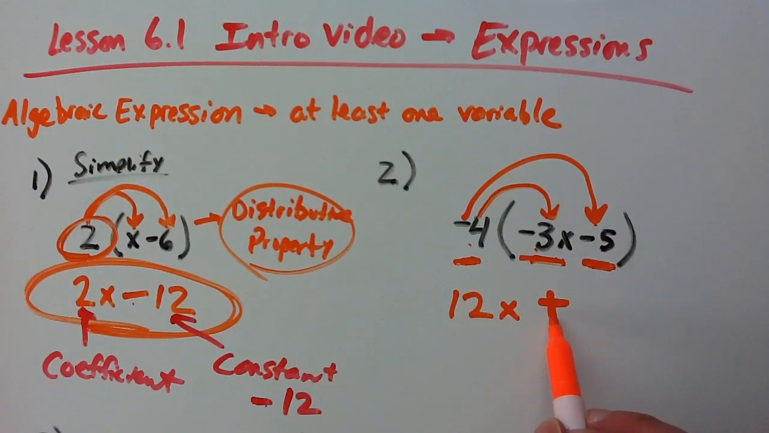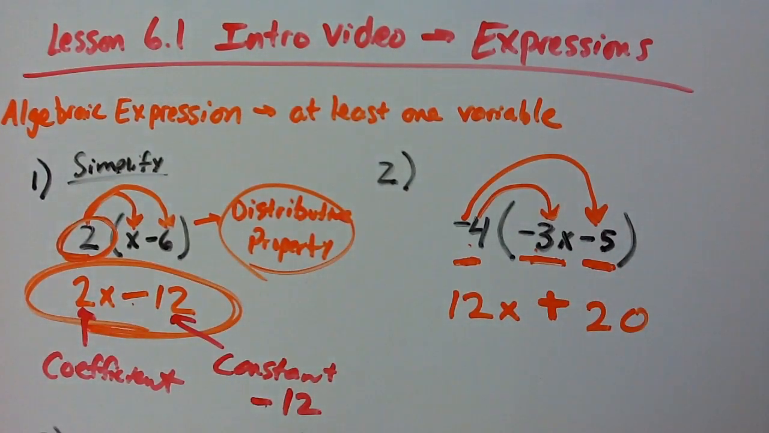Negative 4 times negative 5 is positive 20. So that is my simplified expression. Now, can I add these things together? Can I add 12x and 20 together? Well, no, right? They're not like terms, because this has an x in it. That does not have an x in it. So I cannot add these together and say it's like 32 or 32x. No, I can't do that. This is simplest form. These are not like terms. So 12x plus 20 is my simplified expression.